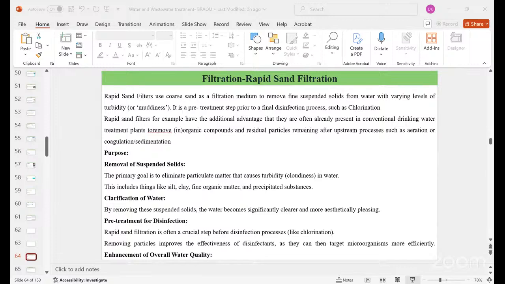And the underdrain system. The main function of the underdrain system is to support the filter media and to collect the filtered water, and it also distributes the backwash water. The underdrain systems are mainly of three types: the perforated type, which is widely used, simple, and cost effective; filter blocks, which provide uniform distribution and support; and nozzles as well.